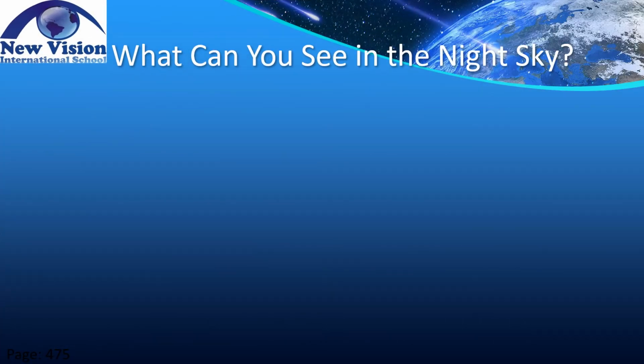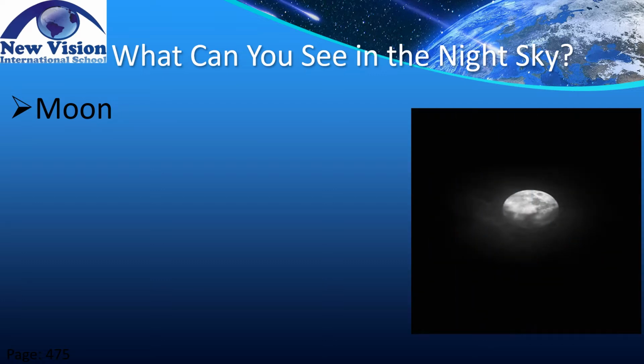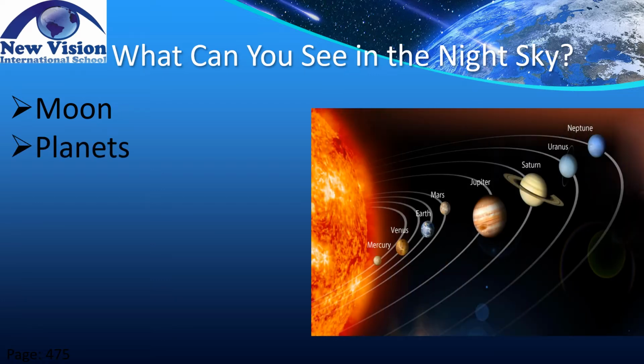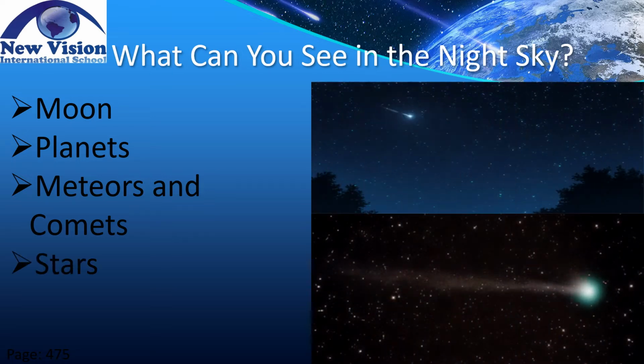What can you see in the night sky? Depending on how dark the sky is where you are, you might see 2,000 or 3,000 stars using just your eyes. On a clear night, you may see moon, planets, meteors and comets, and stars.